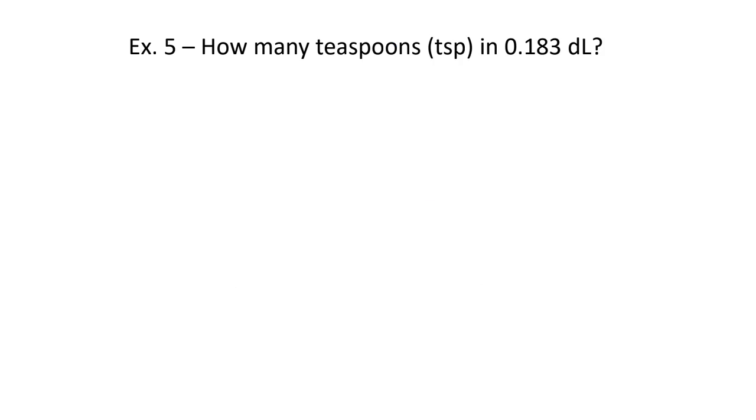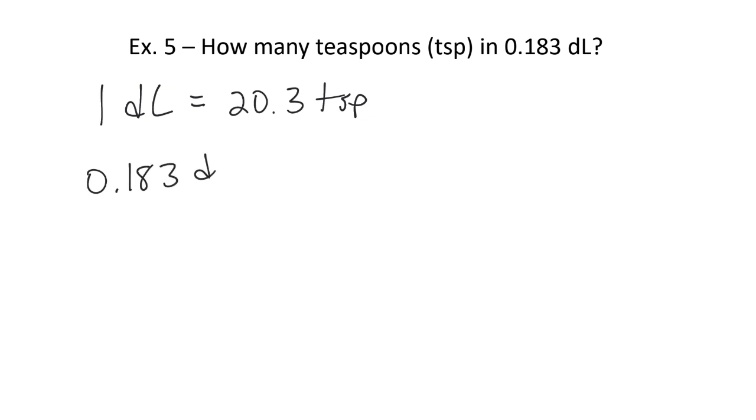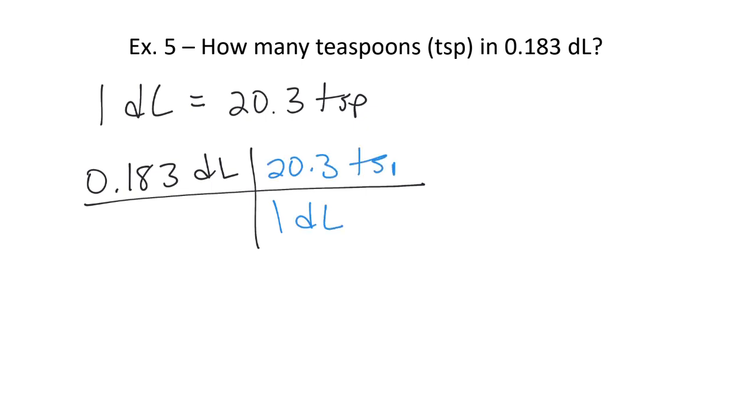Okay, this is the last one. How many teaspoons in 0.183 deciliters? Okay, so we're going to start. We're going to figure out the conversion factor, which is the 1 DL. This is one of the ones I gave you in the beginning of this video. 20.3 teaspoons. So we're going to put 0.183 deciliters. Now, 1 deciliter goes on bottom and 20.3 teaspoons on top.